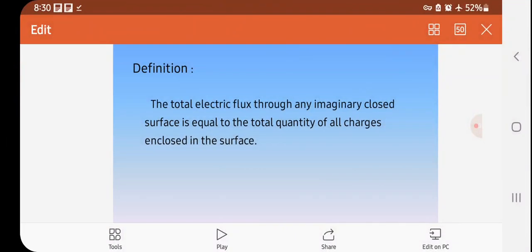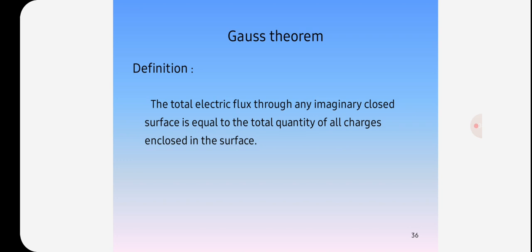Next we go for Gauss theorem. This theorem was proposed by German mathematician Carl Friedrich Gauss. This is one of the most useful theorems in the area of electric fields. The total electric flux psi emanating from a closed surface is equal to the total charge enclosed by the surface. The total electric flux through any imaginary closed surface is equal to the total quantity of all charges enclosed in the surface.